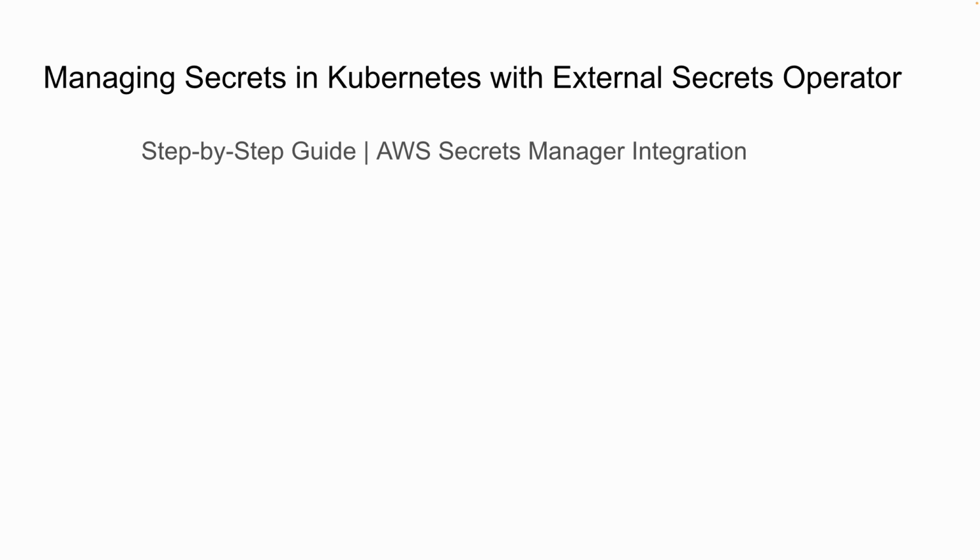Did you know that the Kubernetes secret might not actually be secret? If you have ever created a secret in Kubernetes using kubectl create secret, you might be surprised to know it is just base64 encoded, not encrypted. In this video, I'll show you how to manage your Kubernetes secrets the right way using the External Secrets Operator with AWS Secrets Manager. Let's make your Kubernetes setup more secure, automated, and production ready.